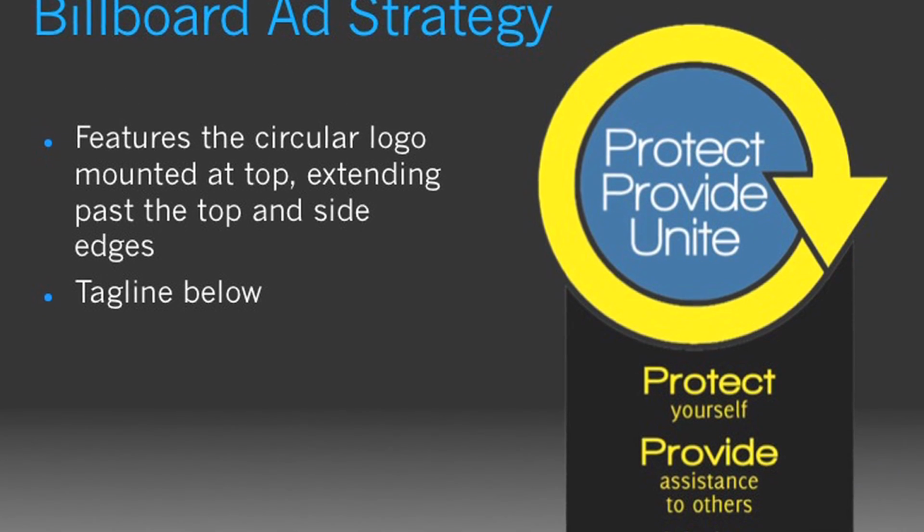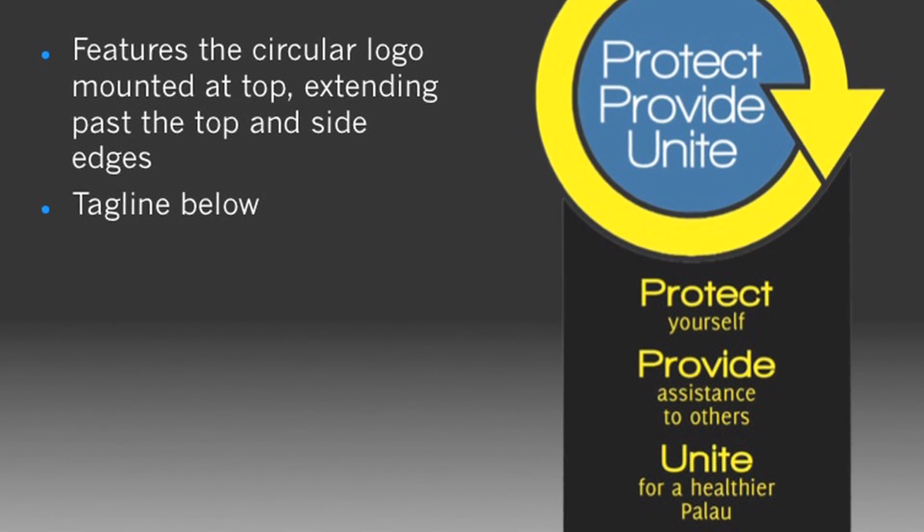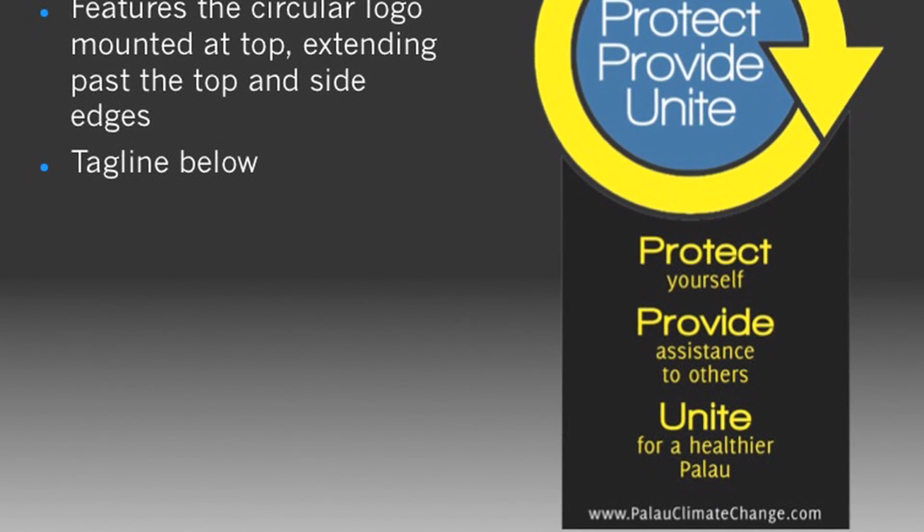This billboard features a circular logo mounted at the top, extending past both the top and bottom edges, with our extended tagline below. The remaining will be horizontal. They'll feature a check mark that extends past the border, as well as a fact and corresponding image.